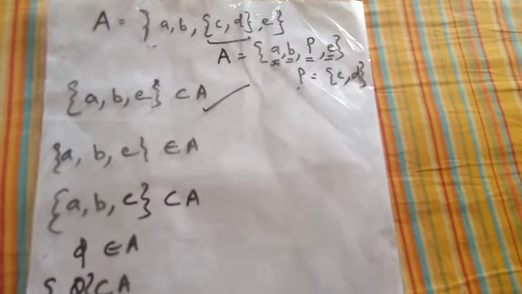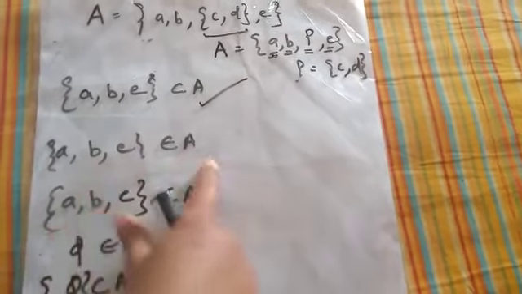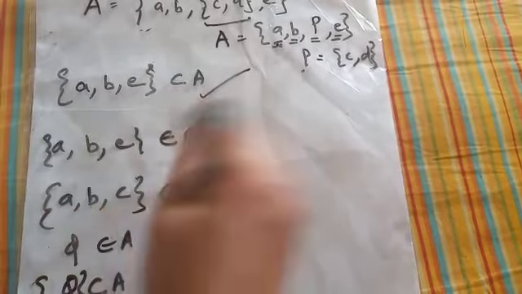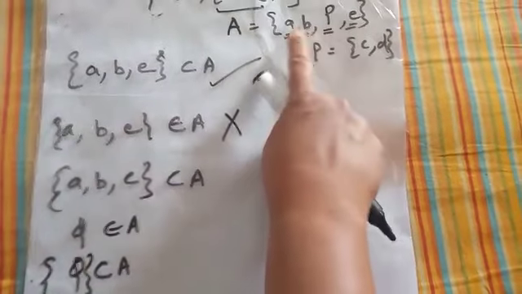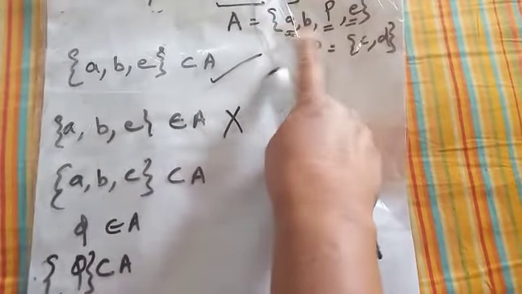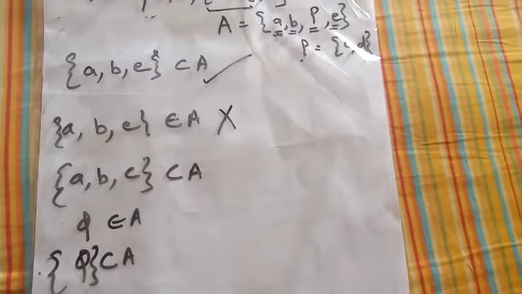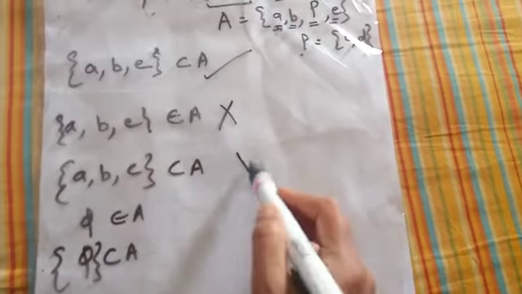Now in the next one they are saying A comma B comma E belongs to A. Now this is a set, belong नहीं कर सकता, so this is false. Now see, A comma B comma C is subset of A. C तो यहाँ है ही नहीं, there is no C here because I can see only P. So that means A comma B comma C is subset of A, ये क्या हो जाएगा, false.